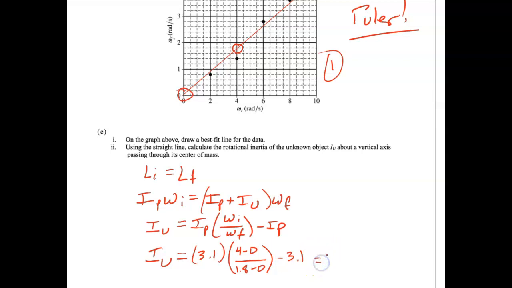So let's see what we get when we do that. 4 divided by 1.8 gives us 2.22 times 3.1, and then we're going to subtract 3.1. So we end up with 3.8. So 3.8 is our moment of inertia for this unknown object. So 3.8 kilograms times a meter squared.